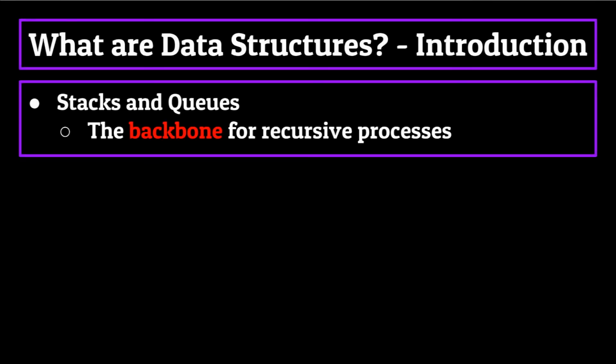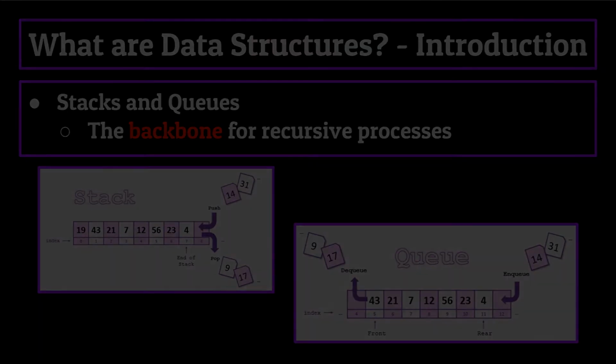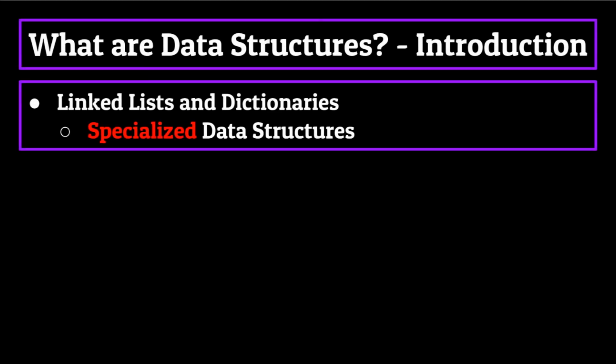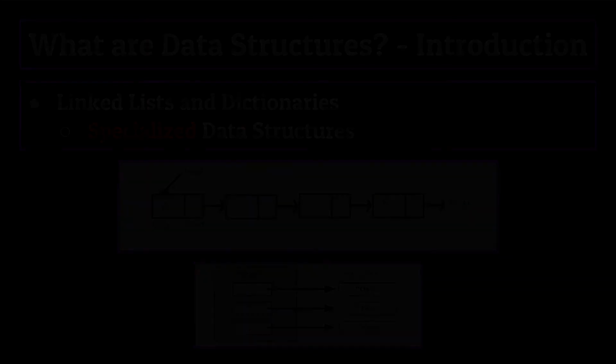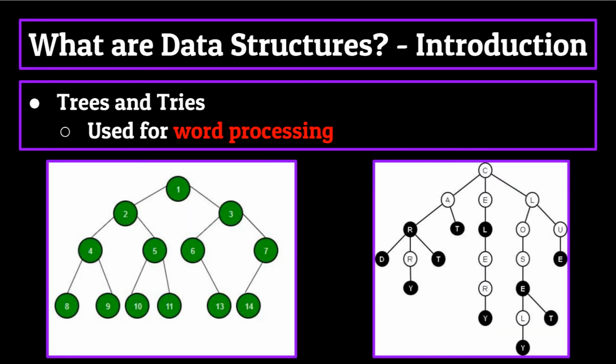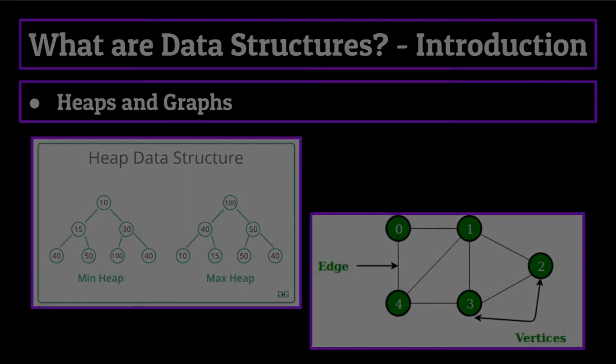After that, we'll be taking a look at stacks, which are the backbone for all recursive processes in your computer. Next, we'll look at the antithesis of a stack, which is a queue. From there, we'll be moving on and covering linked lists before moving on to dictionaries, two data structures that are used for very specialized tasks. Then, we'll talk about both trees and tries, very useful data structures used for a lot of word processing algorithms. And finally, we'll be ending off the series with a discussion on heaps and graphs.